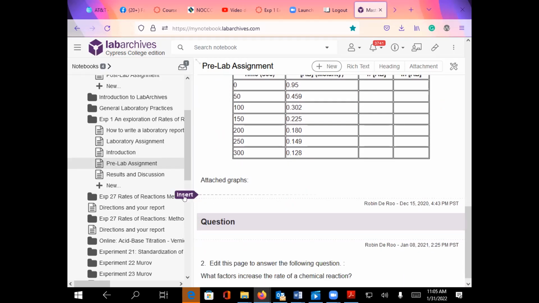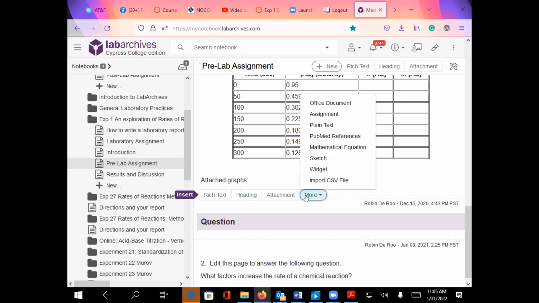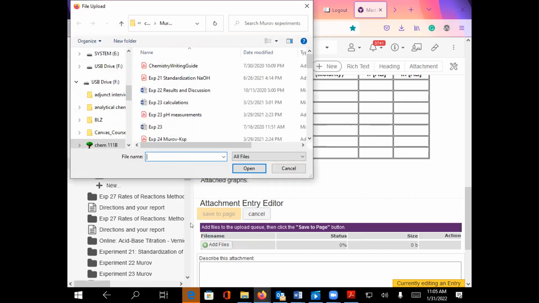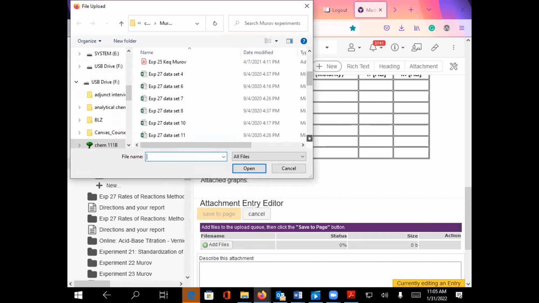Let me see if I can remember how to do this. Insert, more. Oh, insert attachment. There we go. Did you see what I just did? If I make Excel graphs, now I can add files. I just have to find my Excel file on my computer. This is the fake data for when we're remote. I find my Excel graph and open it.